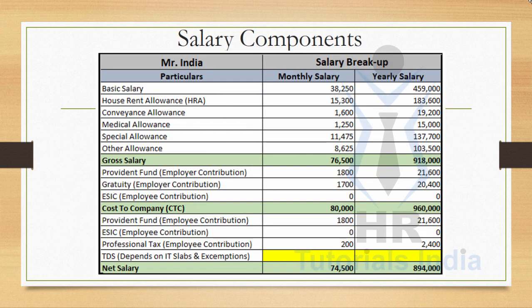Salary components. So dear friends, I have prepared a sample salary component for an employee, Mr. India, whose particulars are basic salary, HRA, conveyance allowance, medical allowance, special allowance, other allowances, gross salary, cost to company, and then the net salary on monthly basis as well as yearly basis. In these salary components, we'll see how exactly the HRA is calculated and what is the amount of HRA which is exempted from taxes. If you see the HRA component, house rent allowance, it is 15,300 on monthly basis, whereas 1,83,600 per annum. Now let us see how exactly the HRA is calculated.